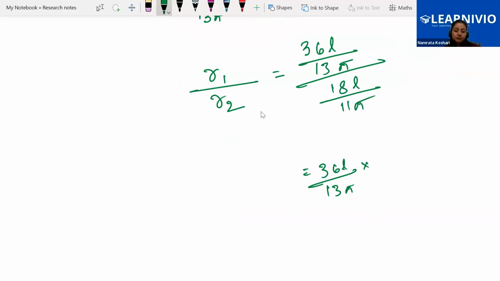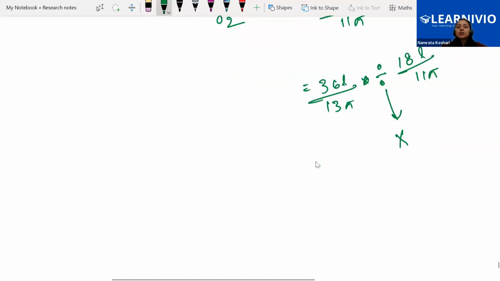What will be there? 18L by 11 pi. No, into I have written. Division, I must write division 18L by 11 pi. This division sign we can convert to multiplication in the next step, and then it will be reciprocal, right?